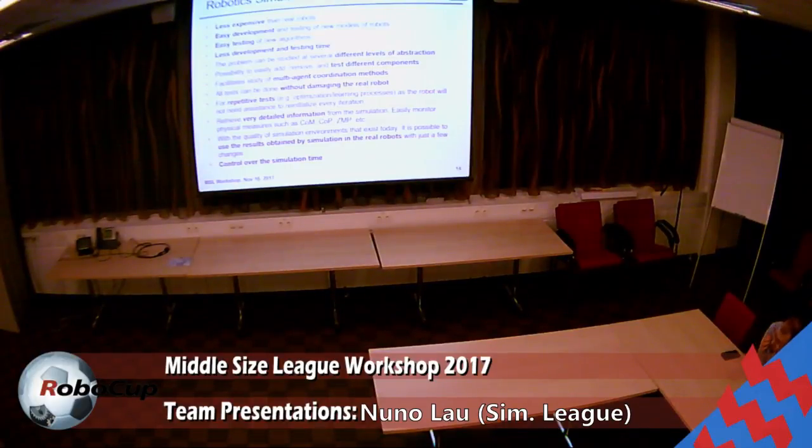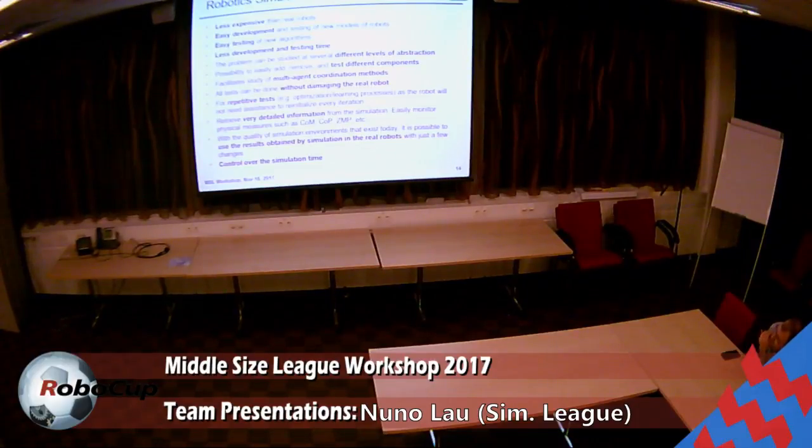If you consider the case of robotics, then you have a lot of advantages by using simulators. In fact, it is much less expensive than using real robots. It will ease the development and testing of new models of robots, so you can test different models without actually building them. You can test new algorithms much faster in general, so you have less development and testing time. The problem can also be studied at different levels of abstraction, and it's possible to test different components. And one of the most important things for us that are working on multi-robot systems is that you can use it to test multi-agent coordination methods, and in fact this is one of the main assets for having a common simulator within the league.